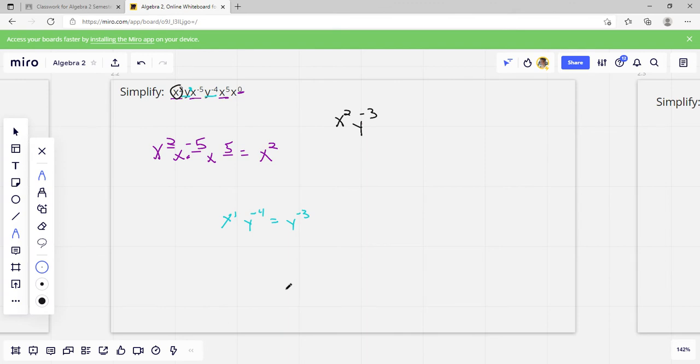So our x's, we've got 2, negative 5, positive 5, and 0. When we add all those numbers together, we get this 2 right here. Our y's, we have 1 and negative 4, and we get that negative 3 when we add them.